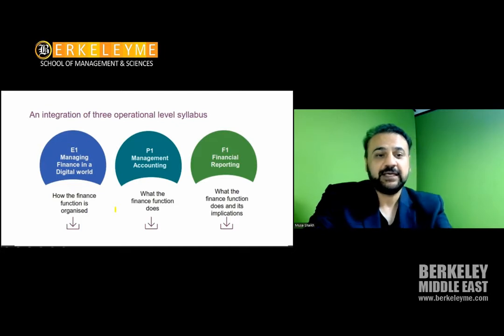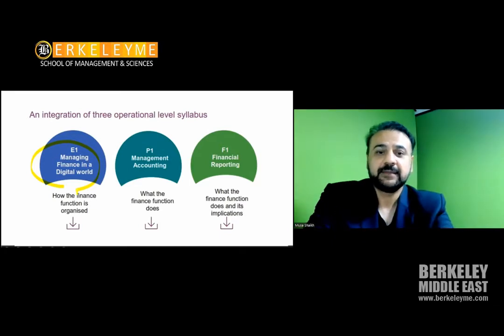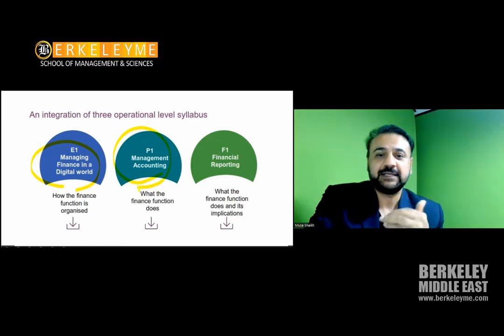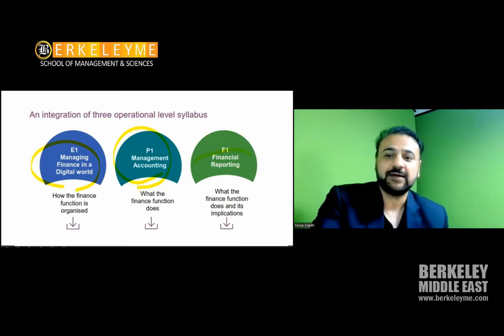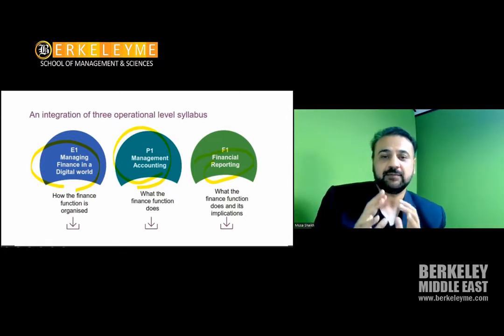So we will study E1, a student needs to know a few things from E1, P1, which is management accounting, and then we have F1, that is financial reporting. What are these? What are their contents? I'm going to explain shortly, but here I want to tell you that it's not that way.